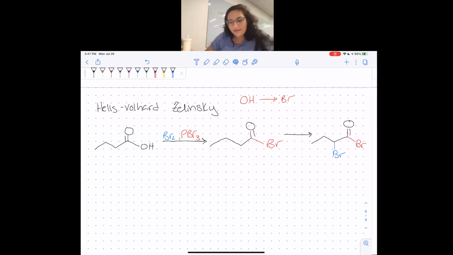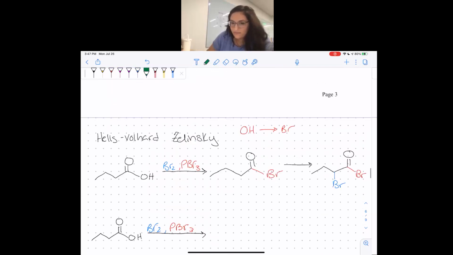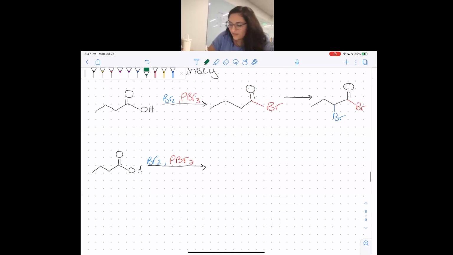The second way to do the Haloform reaction is, let's start out with the same starting material just for funsies. And we're actually going to have Br2, we're going to have PBr3, and we're going to have H2O.